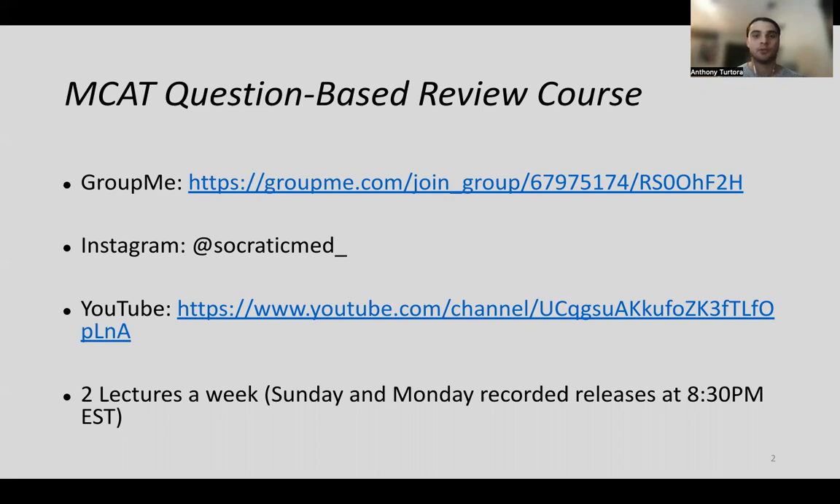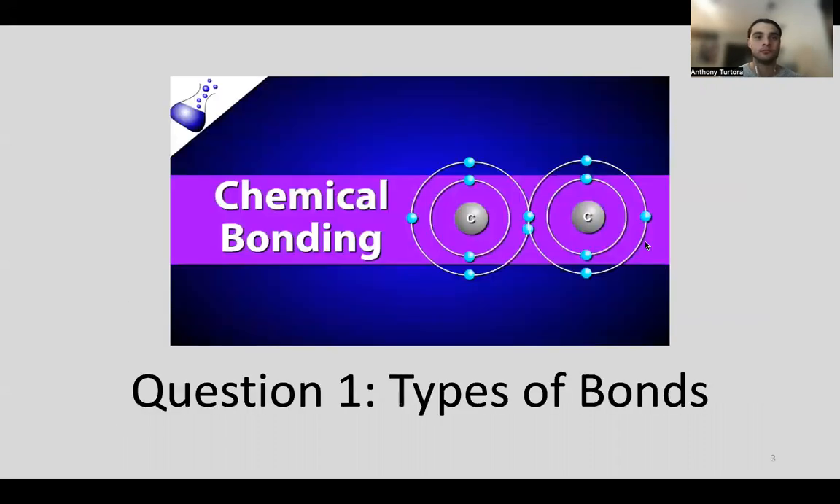All right, so we will begin here now with question 1. Question 1 here is going to be about chemical bonding and specifically the types of bonds. So I will give everyone about a minute to answer this question. So pause it, read it to yourself, take a minute, answer the question, and then unpause and we will talk about it.